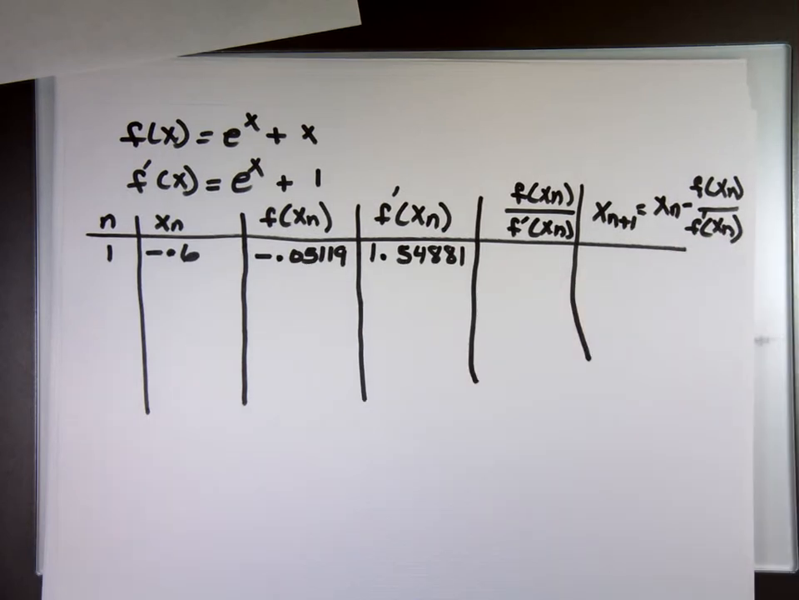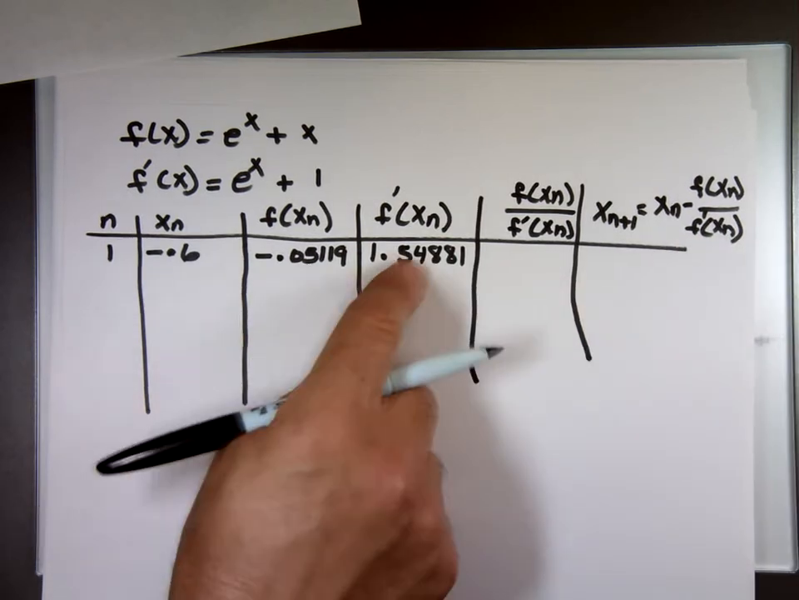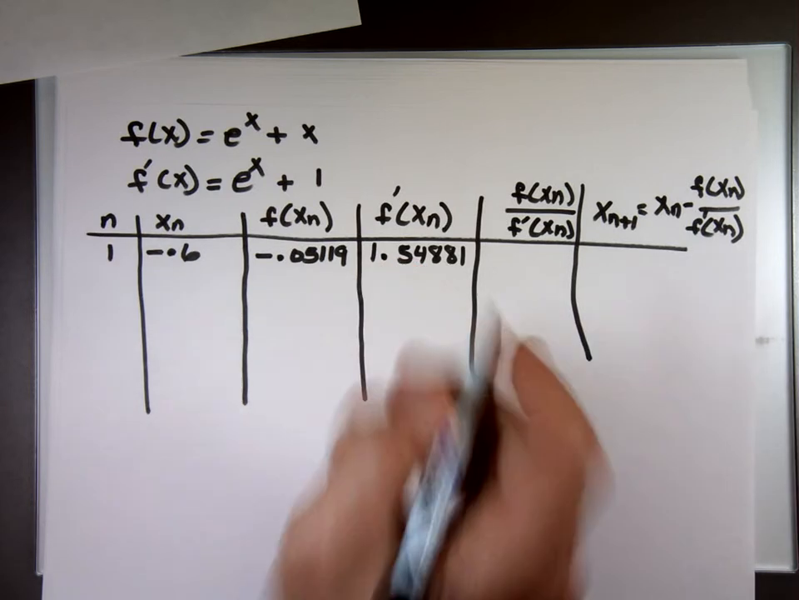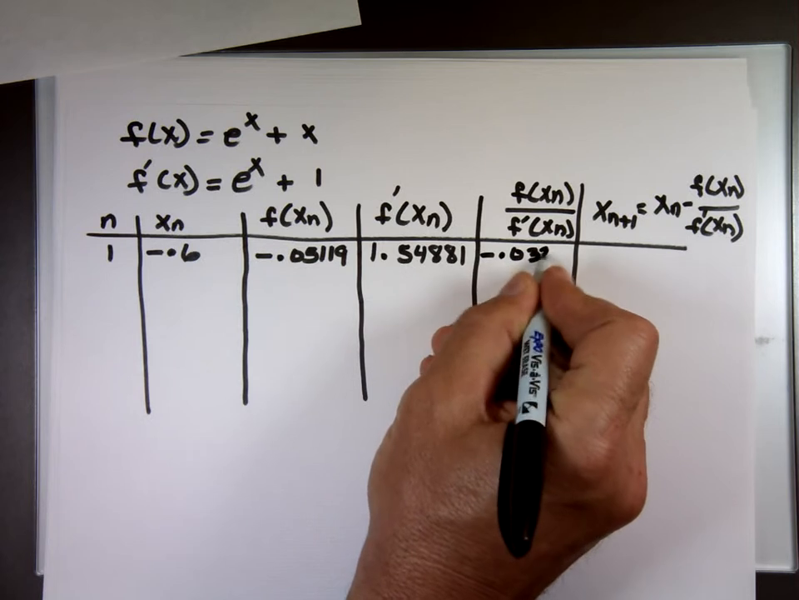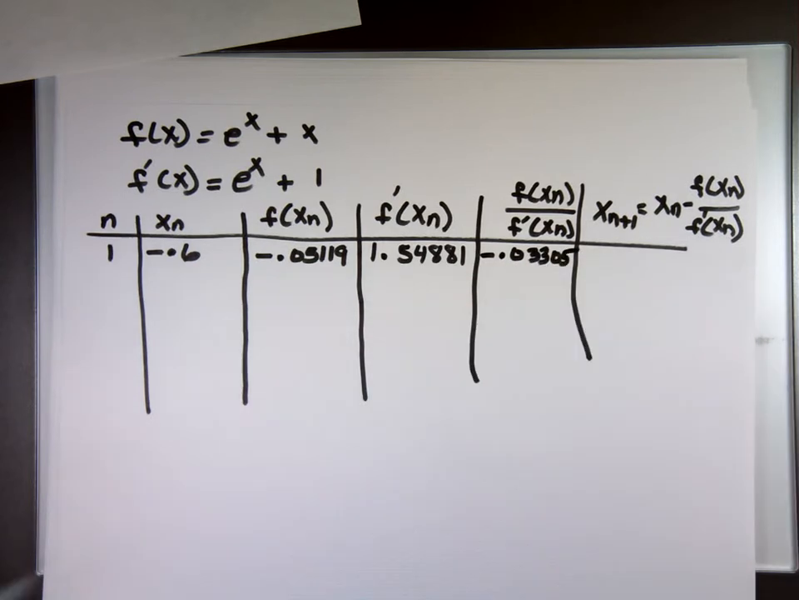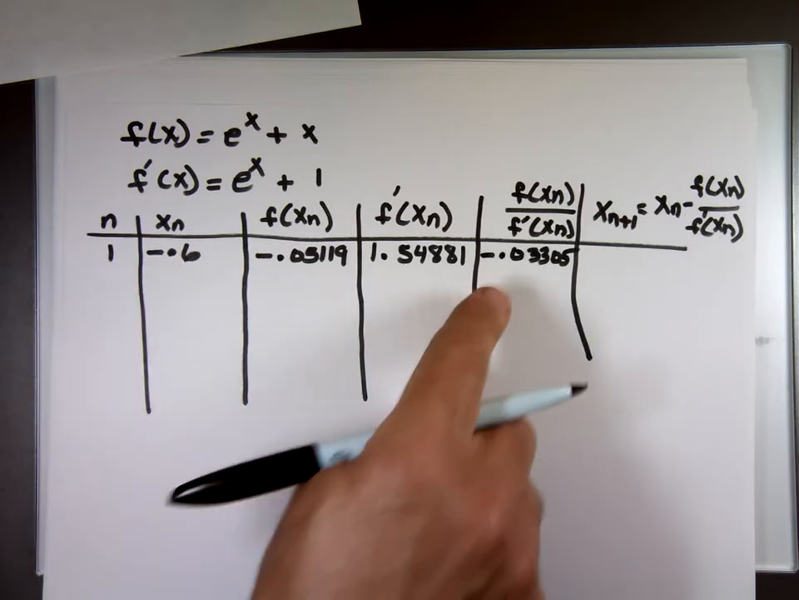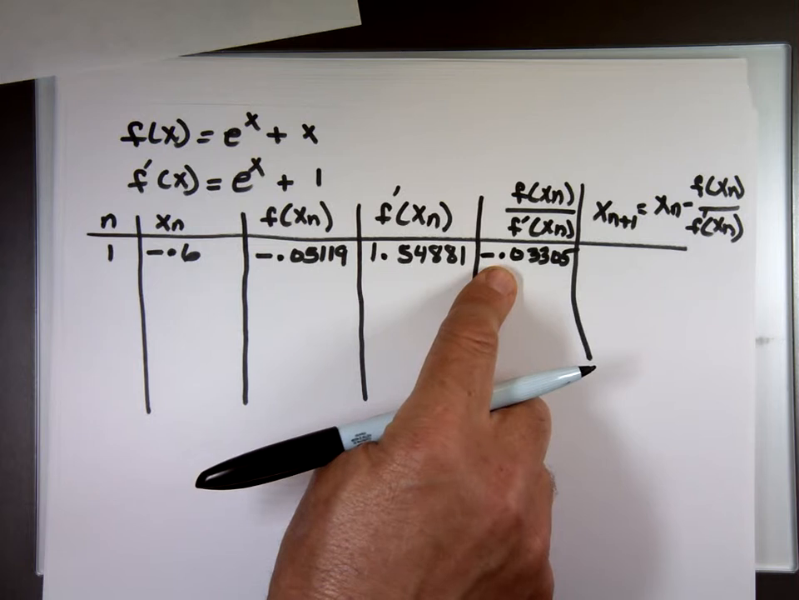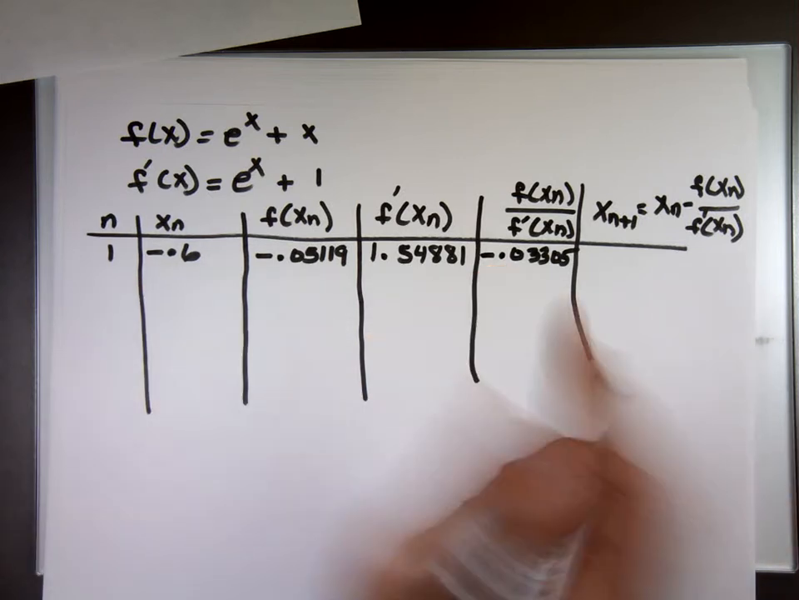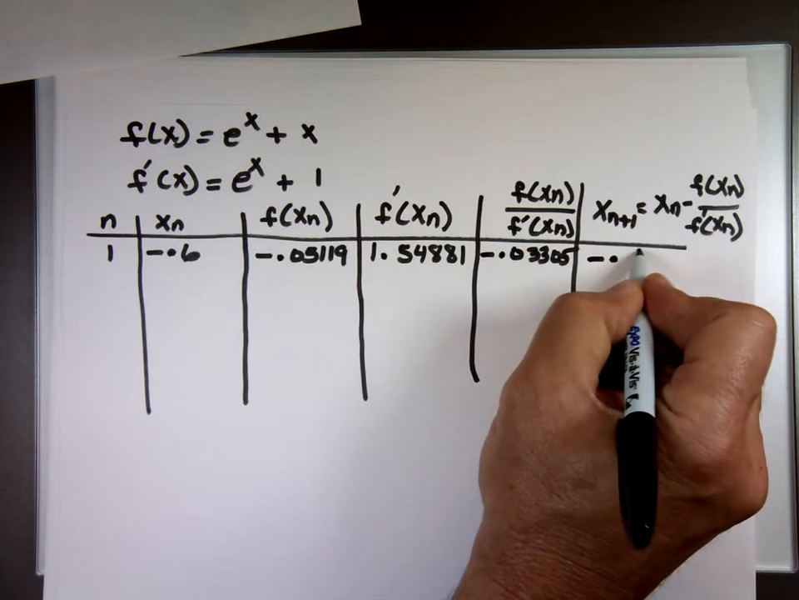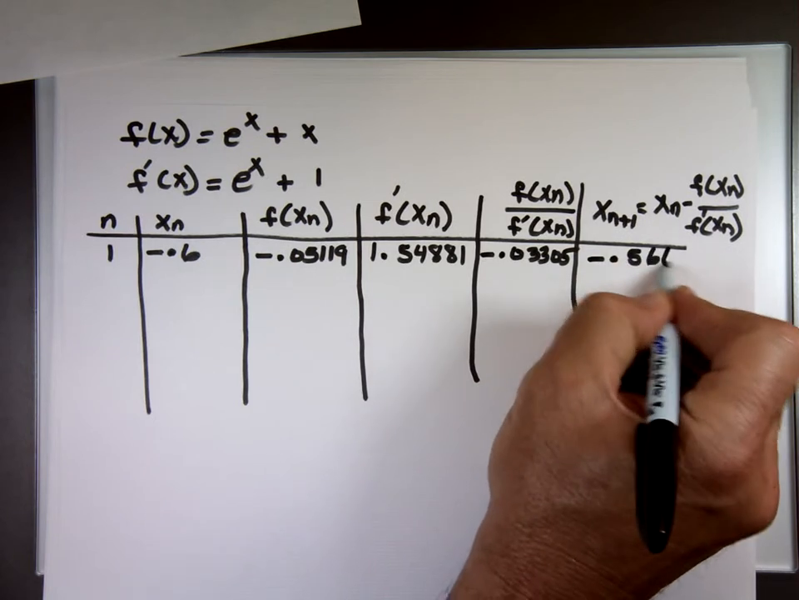So when I divide these numbers, this by that, that's negative 0.03305. So my next number is going to be negative 0.6 minus a minus, that's a plus. Negative 0.6 plus 0.03, it's negative 0.56695.